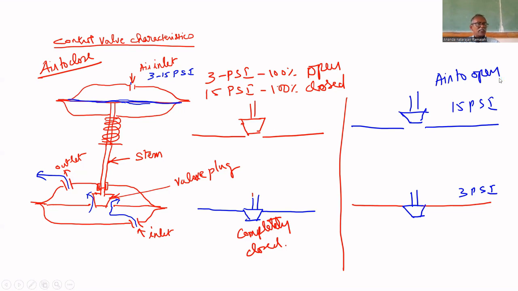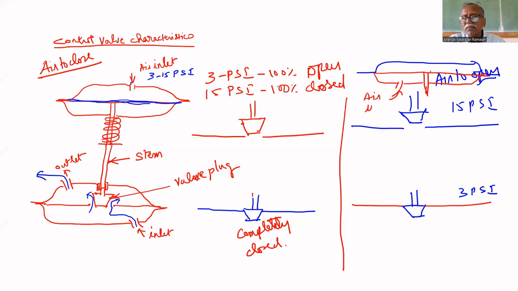There are two types of valves. One is air to close, another one is air to open. The difference is, if you apply the inlet air on the top side, it is air to close. So here, it will be like this. Same will be here. The air will be applied here, air inlet. So by looking at the valve, if air inlet is on the top side, it means air to close. Air inlet at the bottom means air to open.